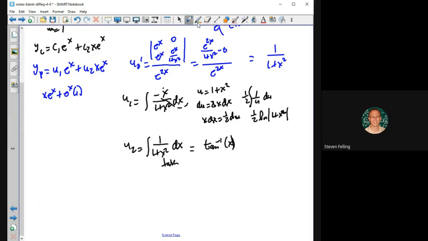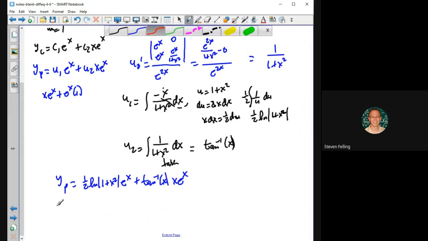All right, and that means that my yp is going to be u1, which is 1/2 natural log of 1 plus x squared, and then times e to the x. And then I'm going to add u2, which is the inverse tangent of x, times x e to the x, which makes the entire solution the constant e to the x plus the constant x e to the x plus this.